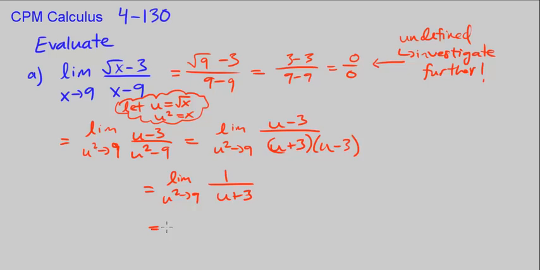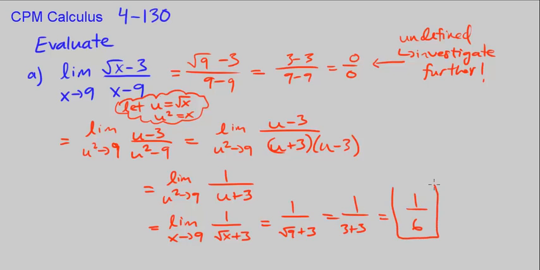Alright? Now we can substitute back in our values for u, for x. Again, u squared was x, so the limit as x is approaching 9. And this is going to be 1 over u, well, that's square root of x plus 3, okay? And now if we plug in 9, that's just 1 over square root of 9 plus 3, or 1 over 3 plus 3, which is 1 over 6. So our answer here is 1 over 6, okay?